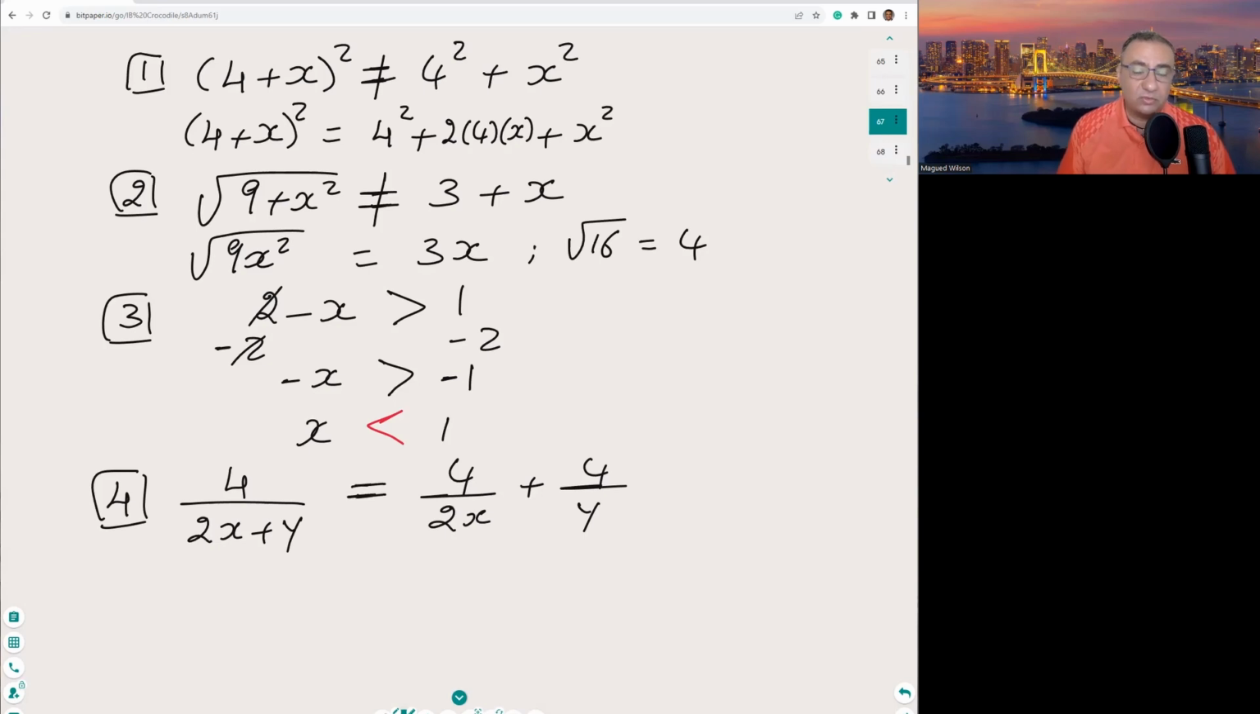This is against the rule of distribution again. So we cannot do that because the addition is at the denominator. So you cannot split from the bottom. But if that was written as 2x plus y over 4, yes, you can split here. So you can say that this is equal to 2x over 4 plus y over 4.